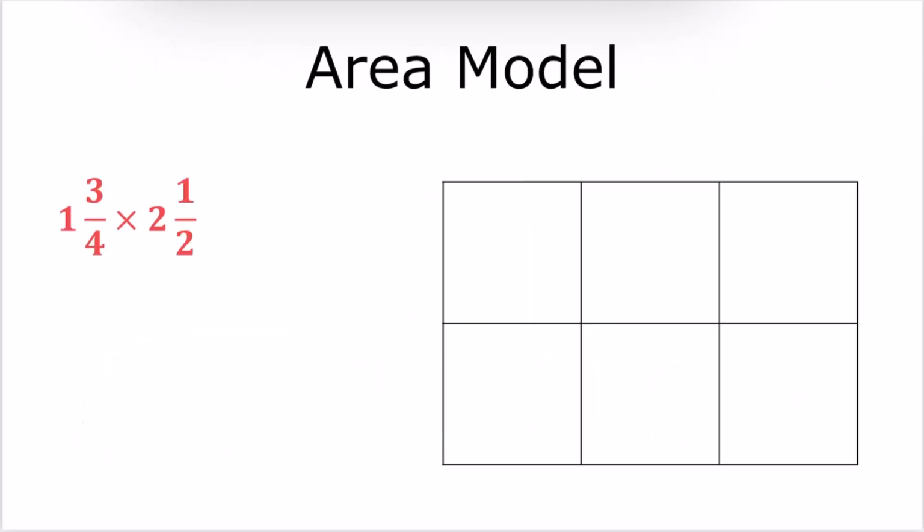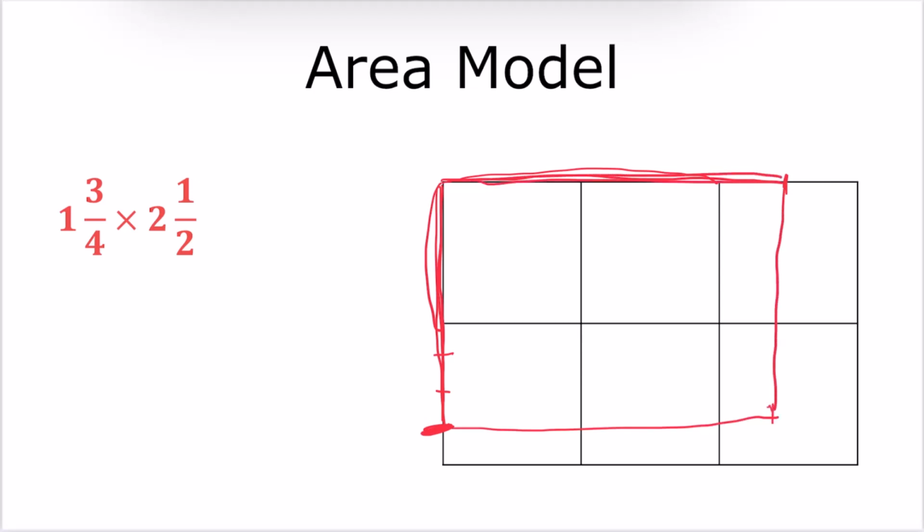So if we look at an area model of 1 3/4 times 2 1/2, one side of my rectangle is going to be 1 3/4 of a unit long. So this is going to be the length of one side of my rectangle. And then the other side of my rectangle is going to be 2 units and a half of a unit. And so that's going to be the other side of my rectangle, and I can go ahead and fill this in right here.